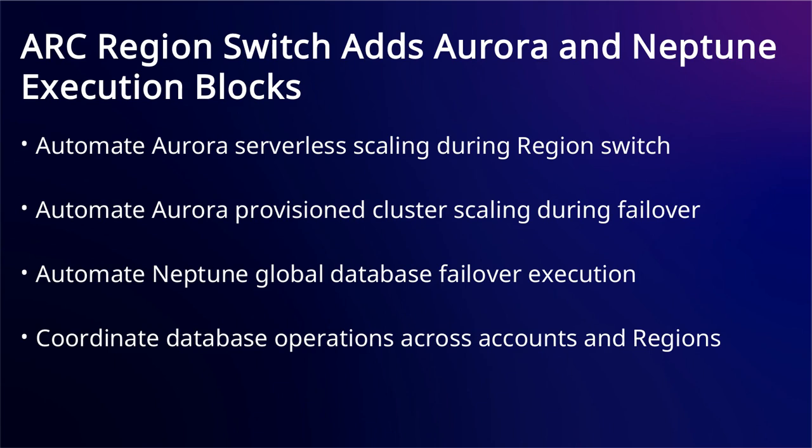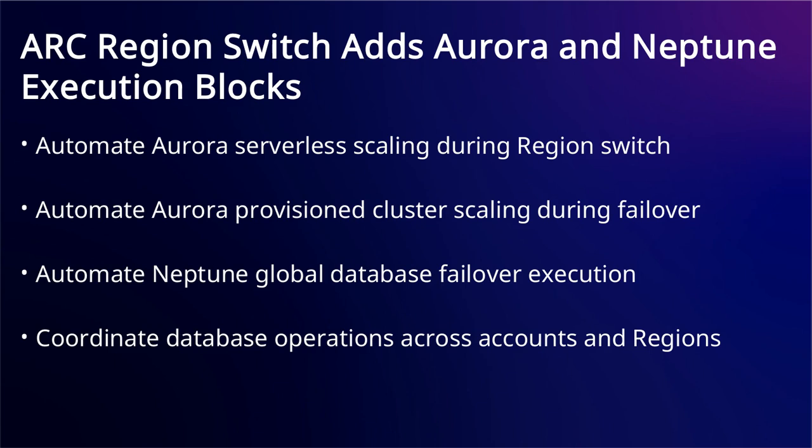When you run multi-region applications with Aurora or Neptune global databases, failover requires manual intervention that adds critical minutes to recovery time. For Aurora active-passive configurations, you must manually right-size and scale your secondary cluster before it can handle production traffic. For Neptune global databases, you must script or manually decide between switchover and detach and promote operations during an incident. ARC Region Switch now provides 3 execution blocks to automate these operations.